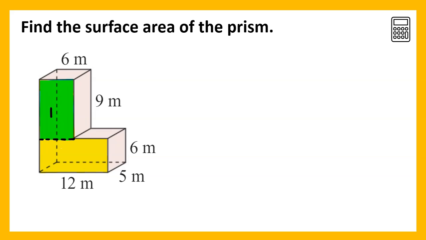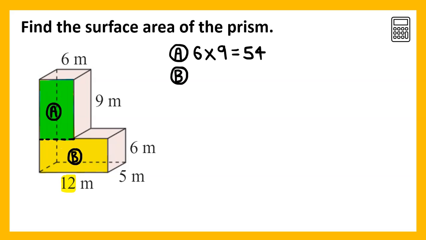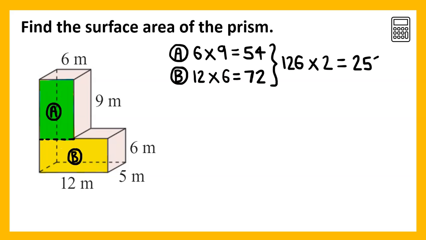Working out the first one, which I'm going to label as A, we can do 6 multiplied by 9 for length times width. This is 54. Next, we can work out the area of the other rectangle, which I'll label as B, and this will be worked out by doing 12 multiplied by 6, which is 72. Adding these together will give me the total area of the front face, which is 126. And remembering that there are two of these, one at the front, one at the back, giving me a total area of 252.